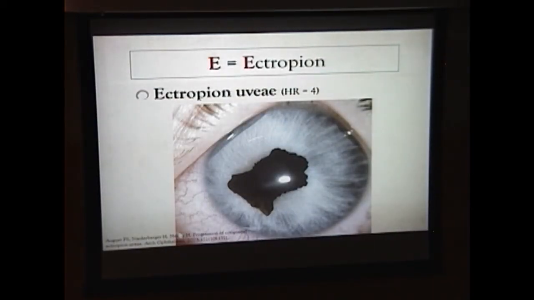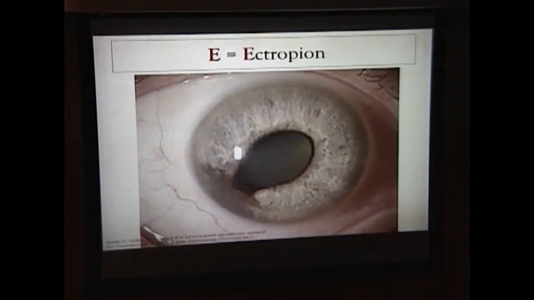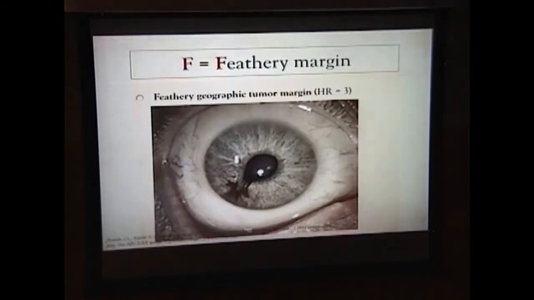E is for ectropion. So ectropion uveae is the posterior pigmented portion of the iris that is folding forward through the pupil, often being dragged by the melanoma itself. If you note here the melanoma in the lower inferior portion, it's pulling the posterior portion of the iris forward, forming this ectropion uveae.